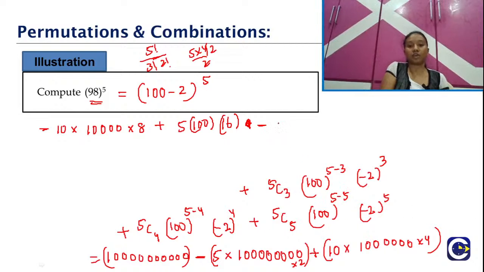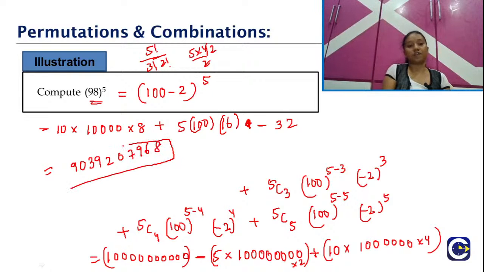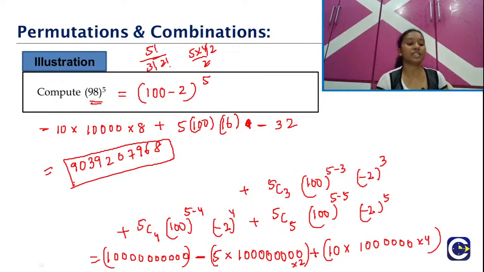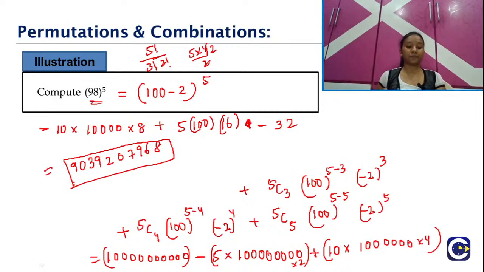So minus 2 whole power 5 will be minus 32. So these are the terms, and you have to do the multiplication and so on. After simplifying it, the final answer will be 9039207968. So this will be the final value of 98 whole power 5.